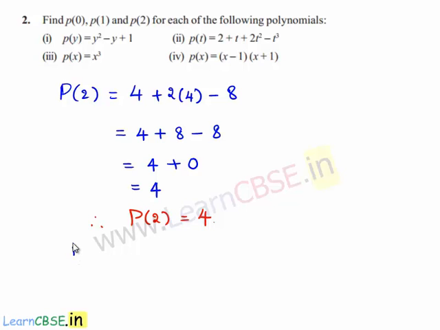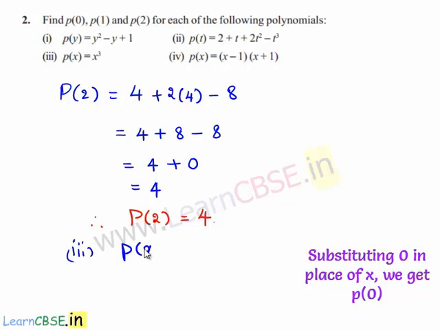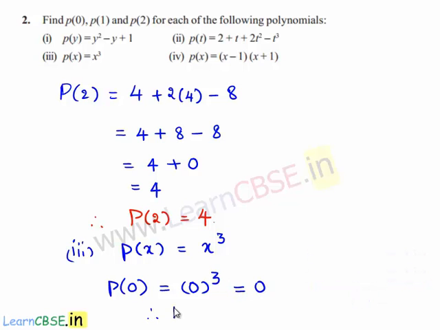Moving on to the third bit, which is P of x is equal to x cube. So let us first find P of 0. This is obtained by substituting the value of 0 in place of x, which is equal to 0 cube, which is 0. Therefore, P of 0 is 0.